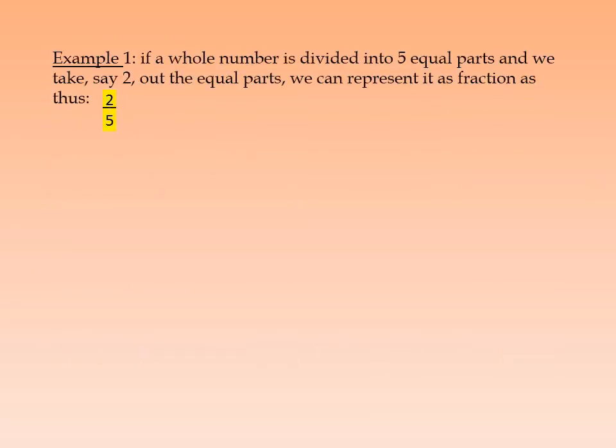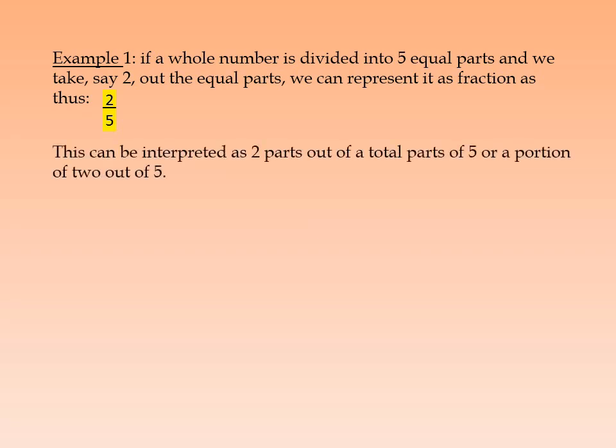So let's look at this example. Example 1. It said if a whole number is divided into 5 equal parts and we take, let's say, 2 out of the equal parts, we can represent it as a fraction as thus. That's 2 over 5.